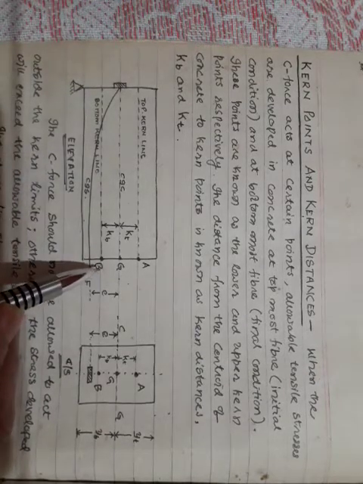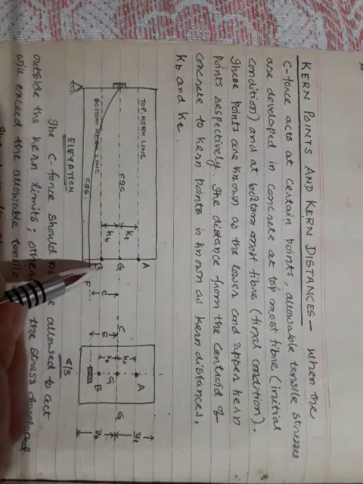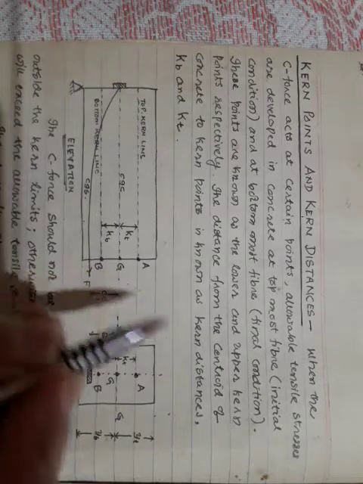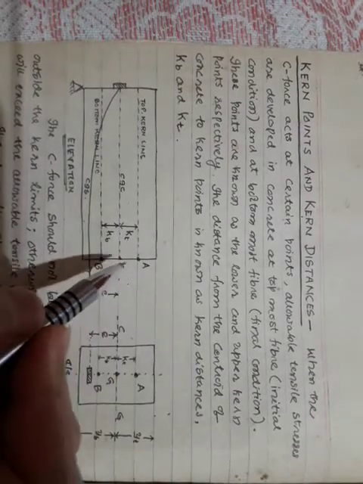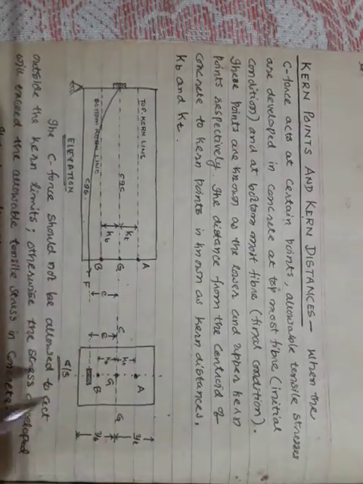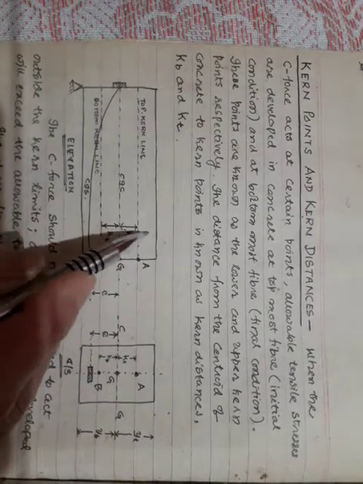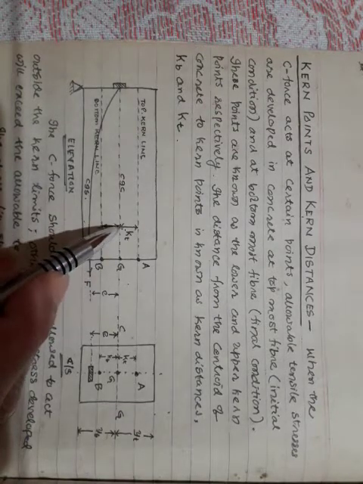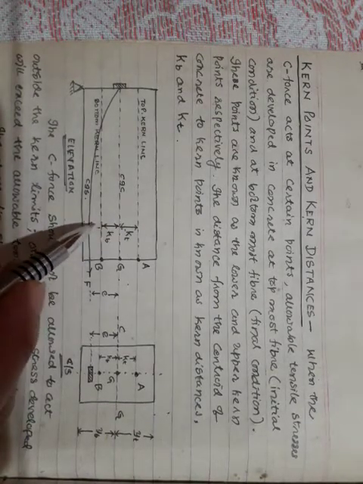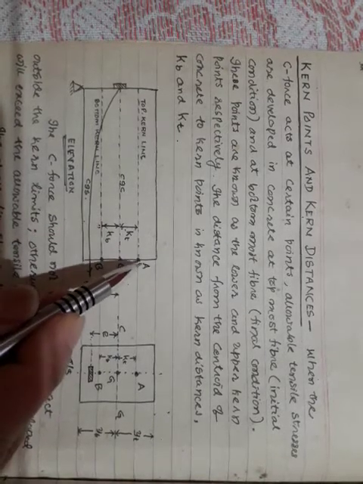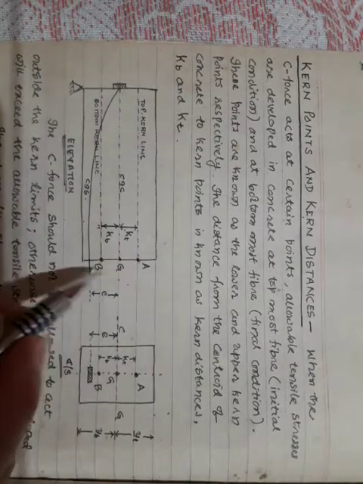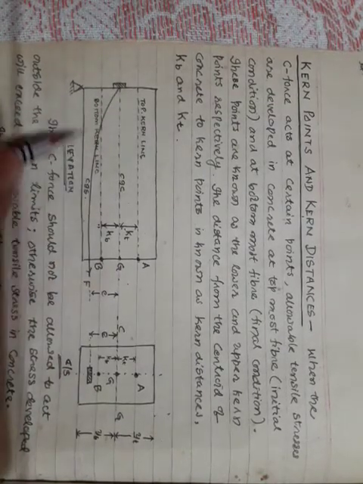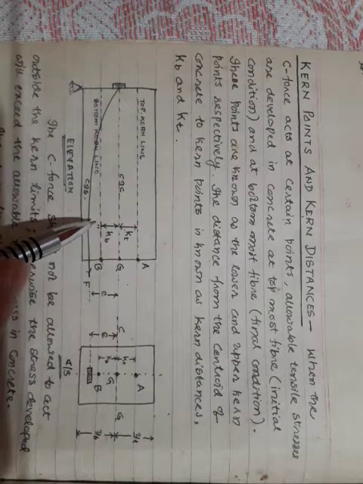Observe now, in the initial condition, your C force should not be allowed to act below this, otherwise the top fiber stress will exceed the allowable tensile stress. That's why we call this KT and this KB. Top kern distance KT, bottom kern distance KB, this point is called the upper kern point, and this is called the lower kern point. This is called the top kern line, and this is called the bottom kern line.